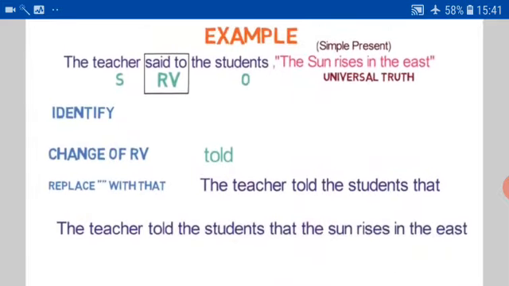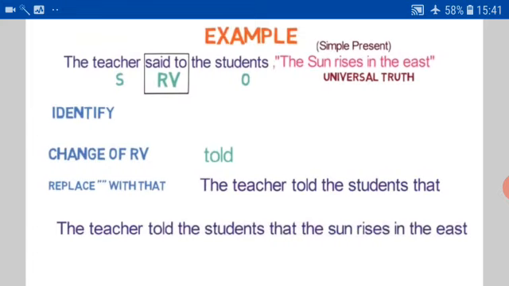Now let's look into the second example. The teacher said to the students, "The sun rises in the east." Students, I have told you that if reported speech is a universal truth, then the tense of reported speech will not be changed. So we will use our complete formulas here. First, identify: the teacher is the subject, said to is the reporting verb, the students is the object. The sun rises in the east is the reported speech, a simple present tense and universal truth sentence.